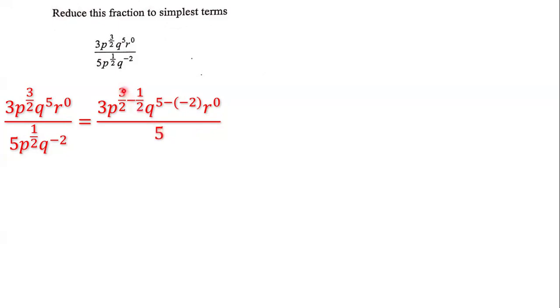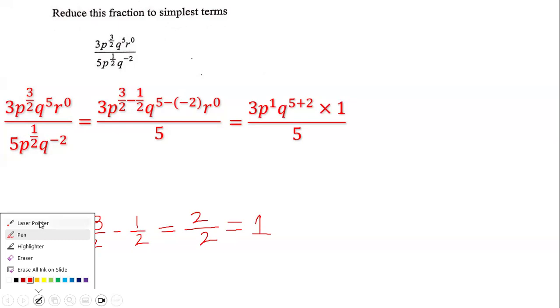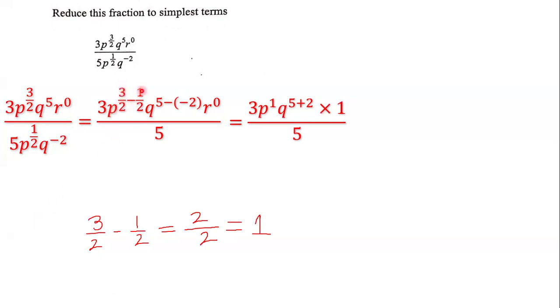And so we ask ourselves, what is 3 over 2 minus 1 over 2? Well, 3 over 2 minus 1 over 2 is definitely 1. And that's the case because if you look at 3 over 2 minus 1 over 2, that equals 3 minus 1 is 2, so it's going to be 2 over 2. And 2 over 2 is equal to 1. All right, so it's equal to 1. And so that means that if we have p to the power of 3 over 2 minus 1 over 2, it's going to be p to the power of 1.